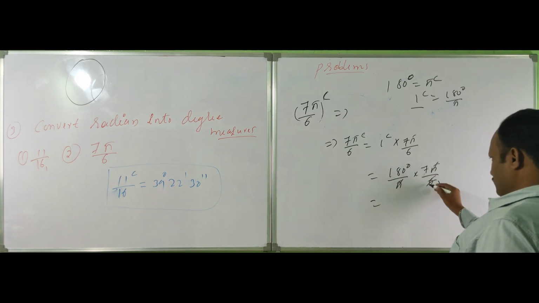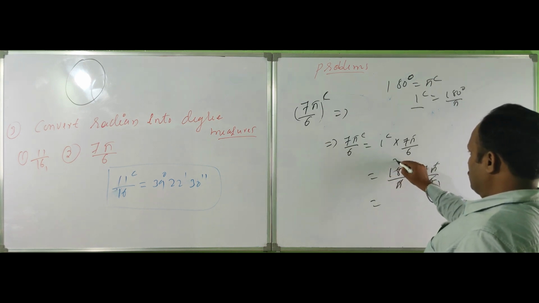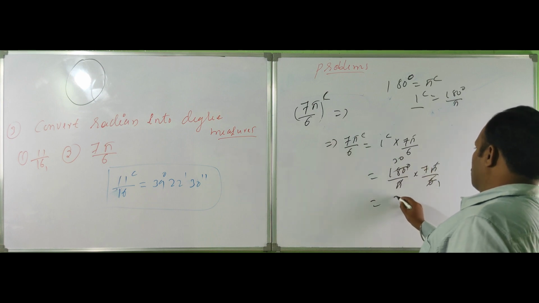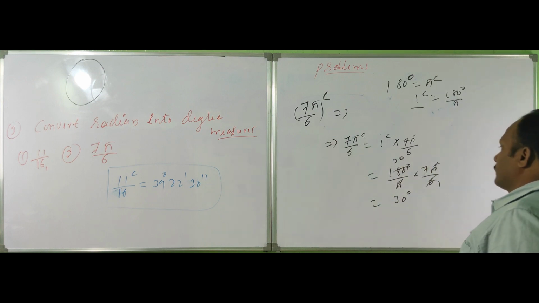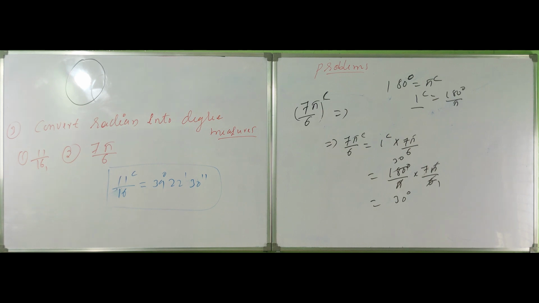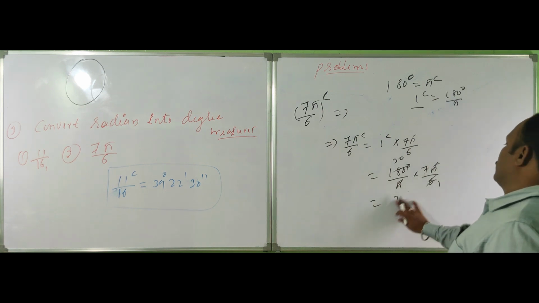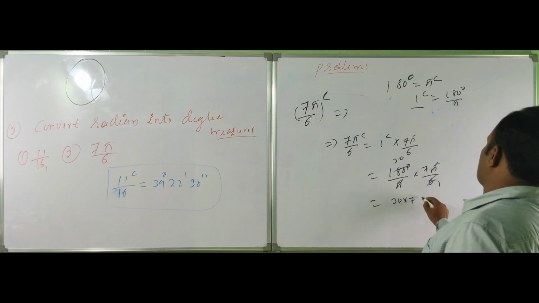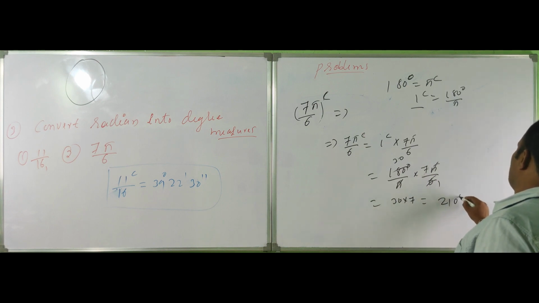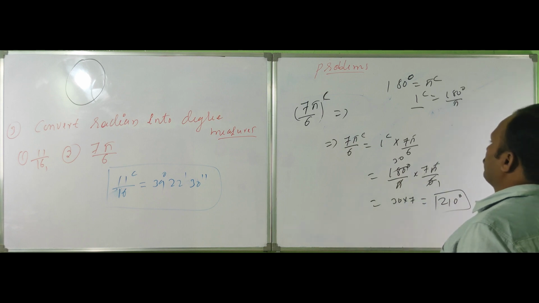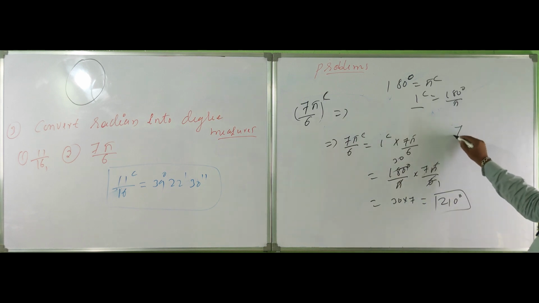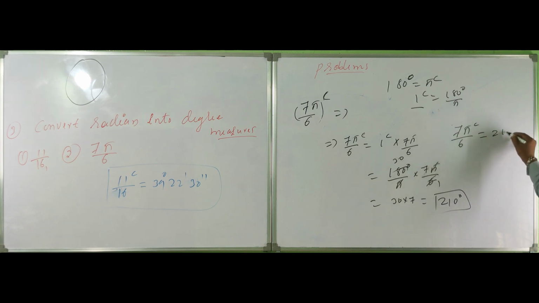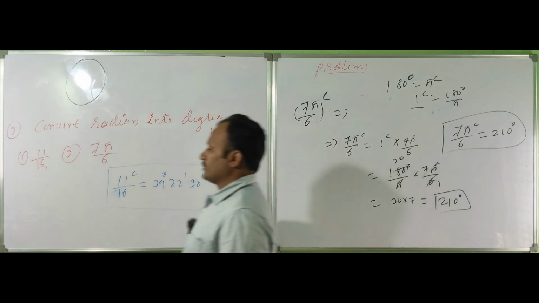6 fives are 30. So 30 into 7 is equal to 210 degree. Therefore 7 pi by 6 radian is equal to 210 degree. Required solution.